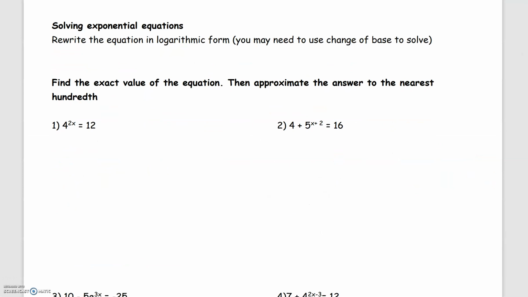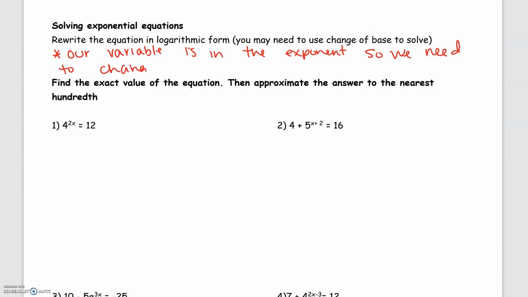Now we're going to take a look at solving exponential equations. We want to rewrite the equation in logarithmic form, and we may need to use change of base to solve. Our variable is in the exponent, so we need to change to a log.